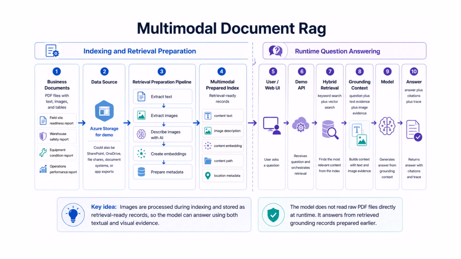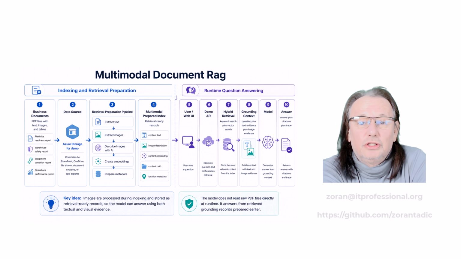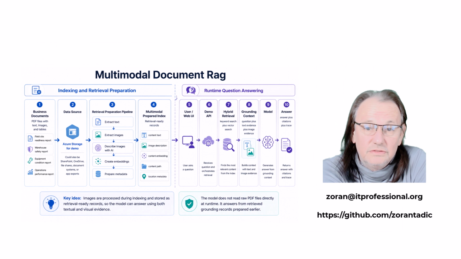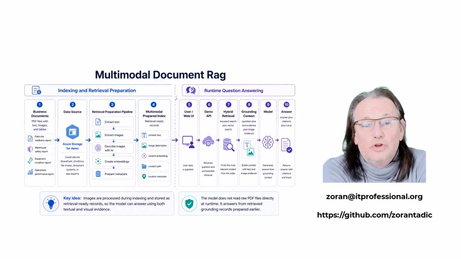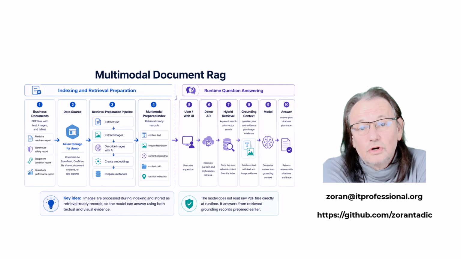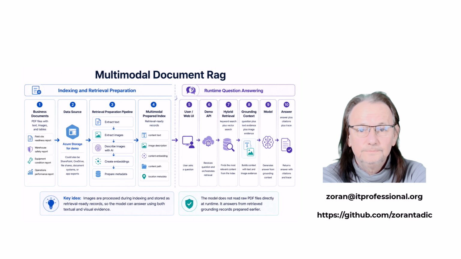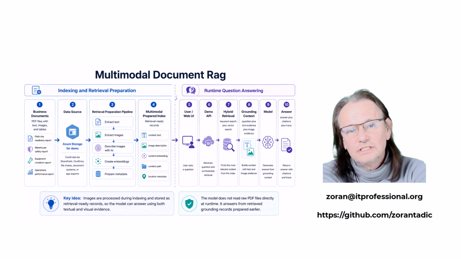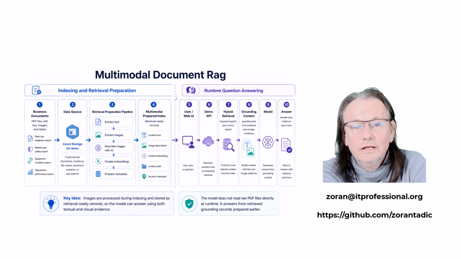That completes this demo of controlled multimodal document RAG on Azure. In this project, we showed how business documents with text, tables, and images can be prepared for retrieval, indexed, and used to generate grounded answers with citations and trace. This demo focused on one important capability layer: multimodal document retrieval. In a larger architecture, this layer can work together with HyperRAG, MCP, Text-to-SQL, agents, and enterprise workflows.